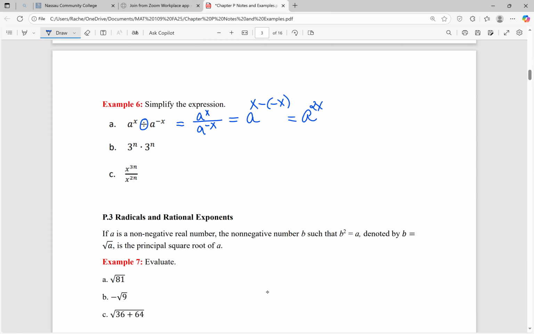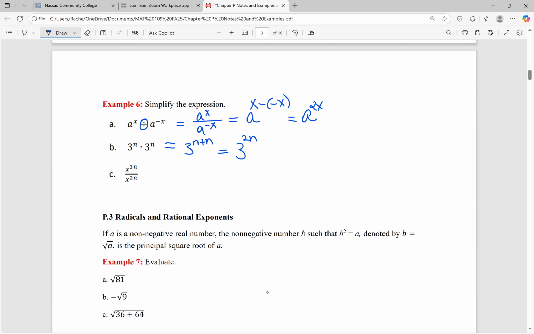Now, if we look at B, I have 3 to the n times 3 to the n. When we multiply like bases, right, we add the powers. So I'm going to get 3 to the n plus n, and n plus n is 2n. So this is going to be 3 to the 2n. So I'm doing these no differently.